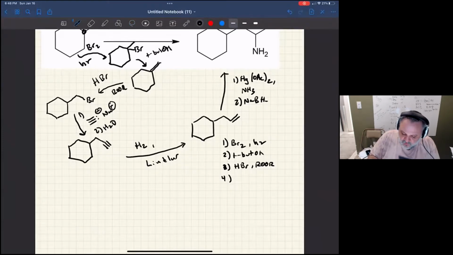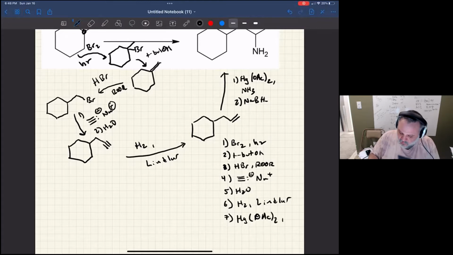So 1, Br2 and heat or light, 2, potassium tertiary butoxide, 3, anti-Markovnikov hydrohalogenation, 4, alkylation, 5, reprotonation of the alkanide ion, 6, reduction with a poisoned catalyst, then finally 7, oxymercuration, demercuration with the ammonia nucleophile.